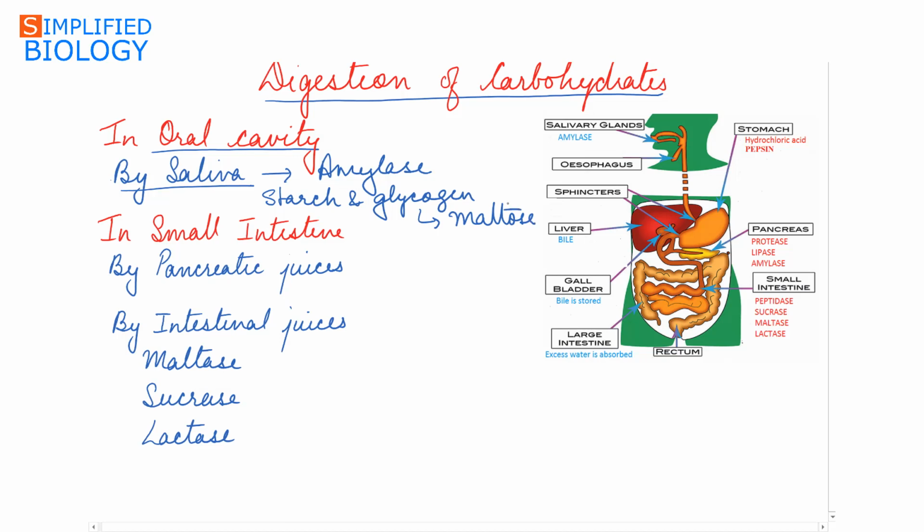After the oral cavity, digestion of carbohydrate takes place in the small intestine by the help of pancreatic juices and intestinal juices. Now, the pancreatic juice consists of alpha amylase, which converts starch into maltose.